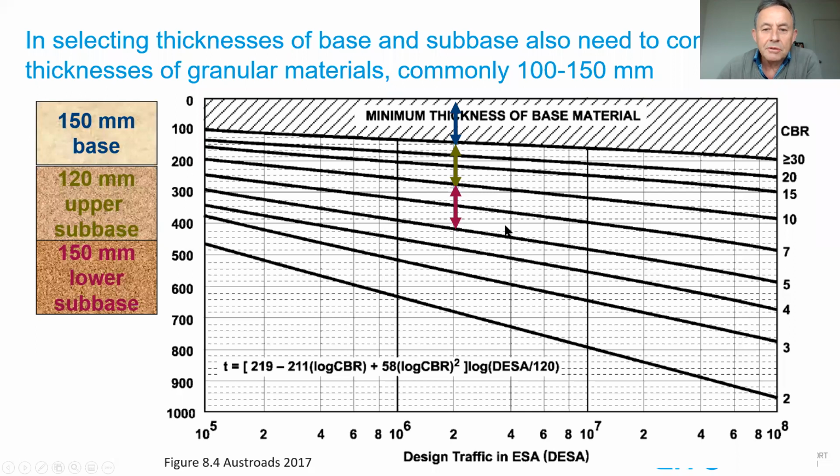So I haven't used the 220 millimeters that we talked about earlier because that will reduce the upper subbase to a layer less than 100 millimeters thick, which would be difficult to compact. So in this case, I've provided a thicker upper subbase than I need according to the design chart and a thinner lower subbase layer because of the practicalities of commonly used layer thicknesses of 100 to 150 millimeters. So we use a combination of the design chart cover requirements plus some constraints about the commonly used layer thicknesses to get adequate compaction of layers.